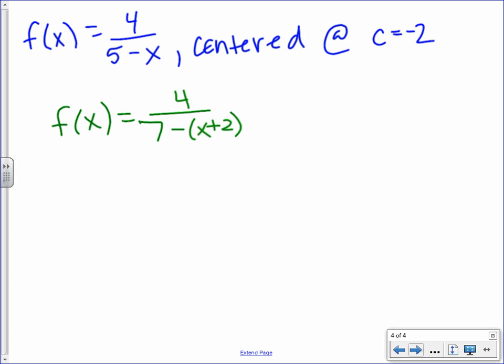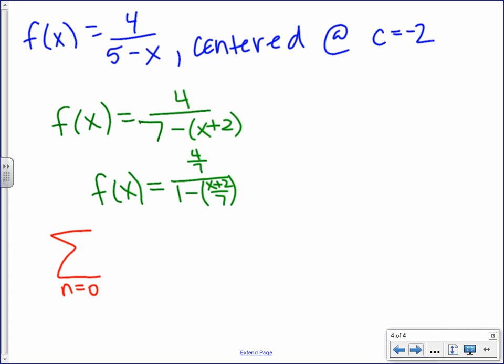Okay. So now what do we have to do with this? Divide numerator and denominator by 7. So we have 4/7 over 1 minus x plus 2 over 7. Okay, so our power series. It's always going to be the same thing that you're talking about. What did you say, Graham? It's always going to be what you're talking about. Okay, yes, this will be familiar to you.